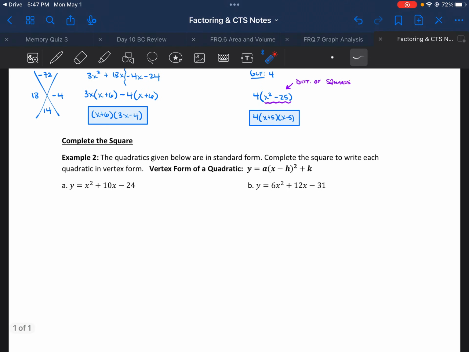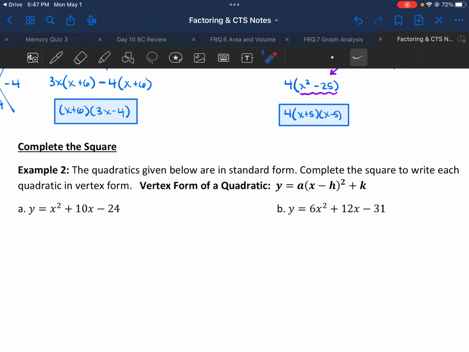All right, next thing we want to talk about is completing the square. Now, luckily for us, we are pretty good at completing the square. We had to do a lot of completing the square this year for conics when we were doing ellipses and hyperbolas and circles and things like that. So completing the square is one of the things that I feel like we're relatively strong at.